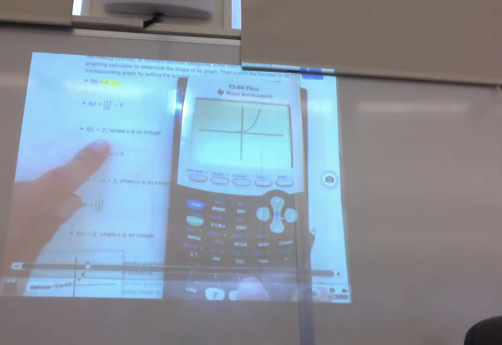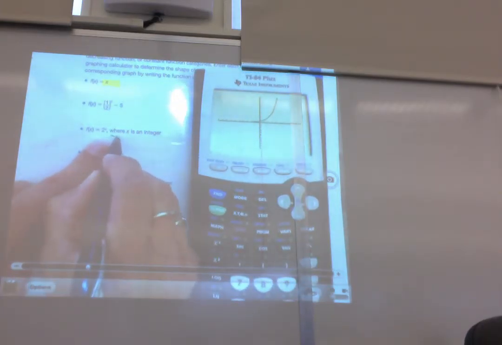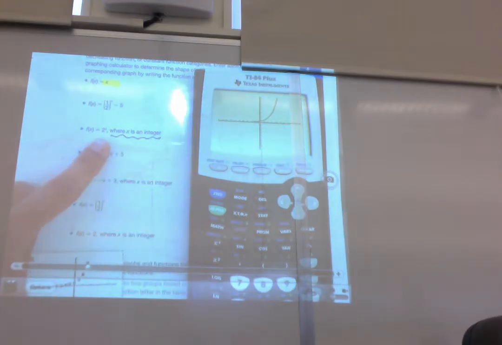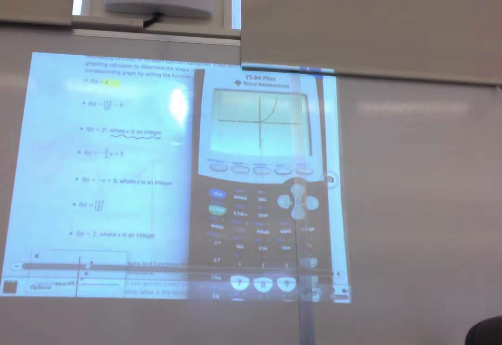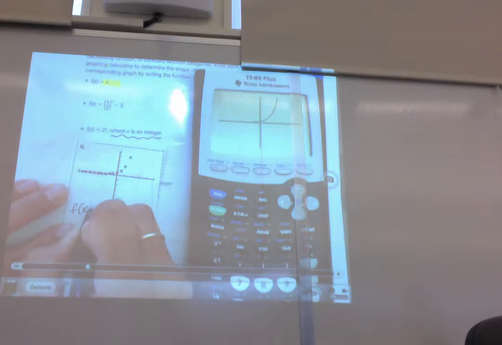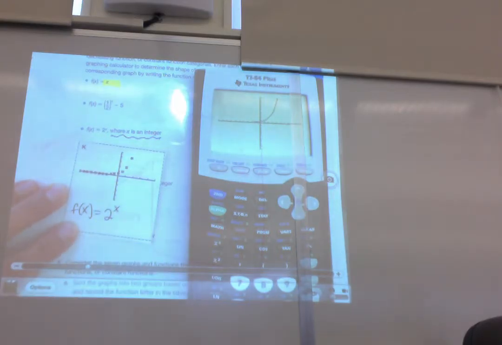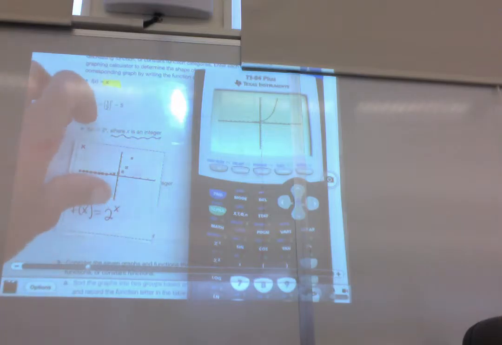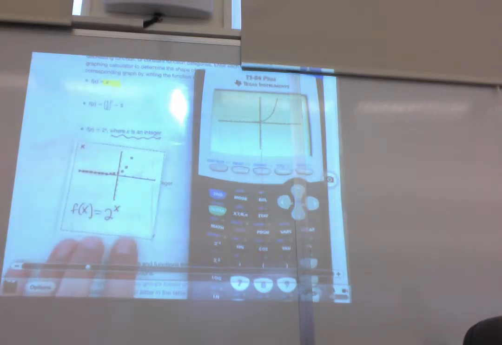Okay. Notice this piece right here where it says where x is an integer. That must be the clue for dotted. Integer means whole numbers. So here we go. f of x equals 2 to the x is how you'd say it.